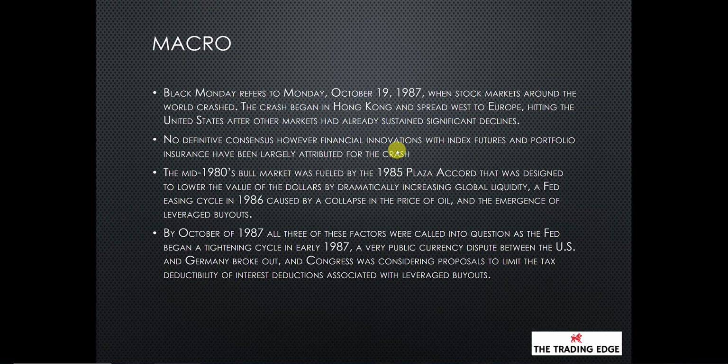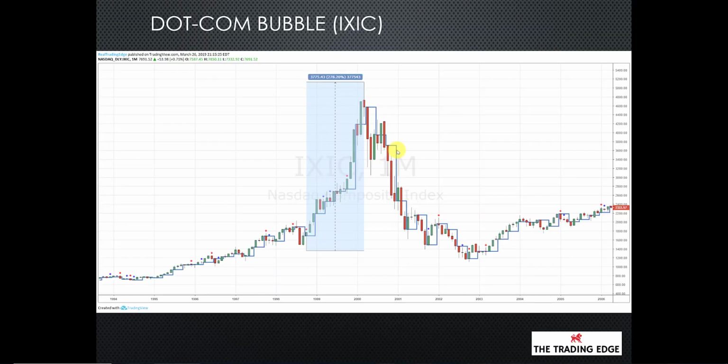Congress starts talking about proposing some taxes and reducing the tax deductibility for those using leveraged buyouts, the LBOs. And then once the selling begat selling, the portfolio insurance and all the talk of regulation exacerbated the declines.